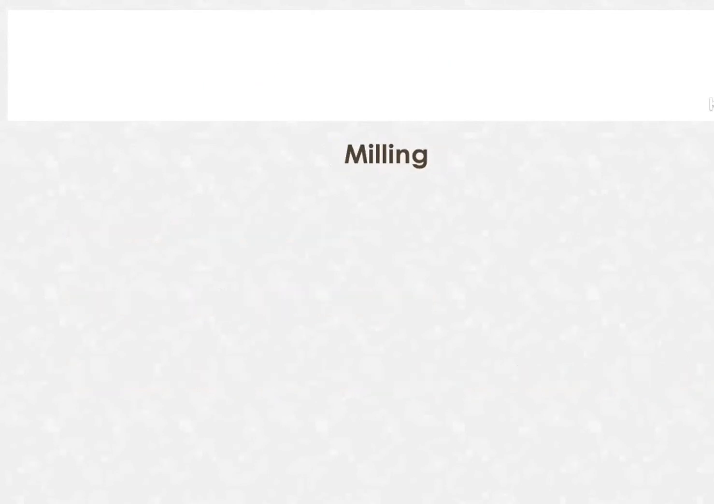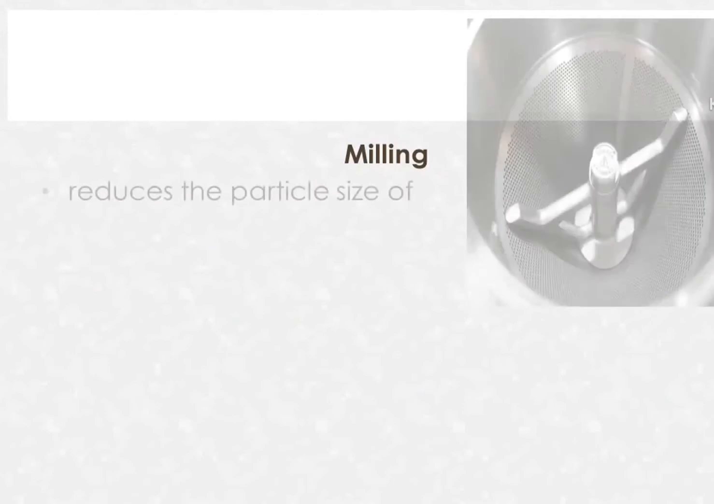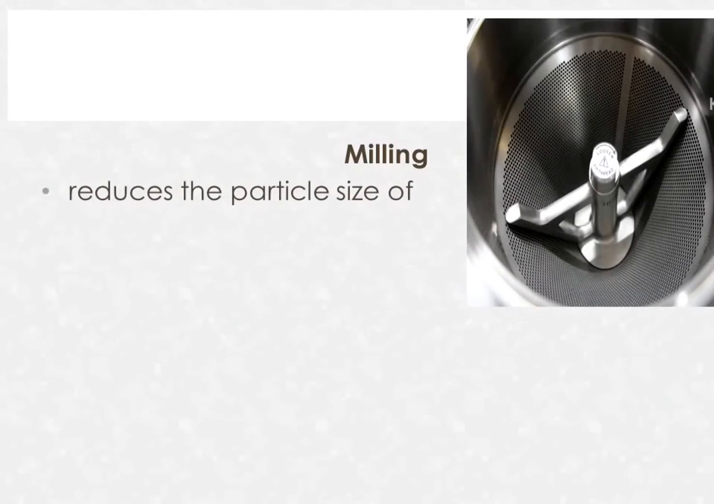Second step is called milling. Milling is basically the reduction of particle size of overly sized granules. Here you can see this is a milling machine. This is a mesh, and from this mesh large granules are passed and they are reduced in size.